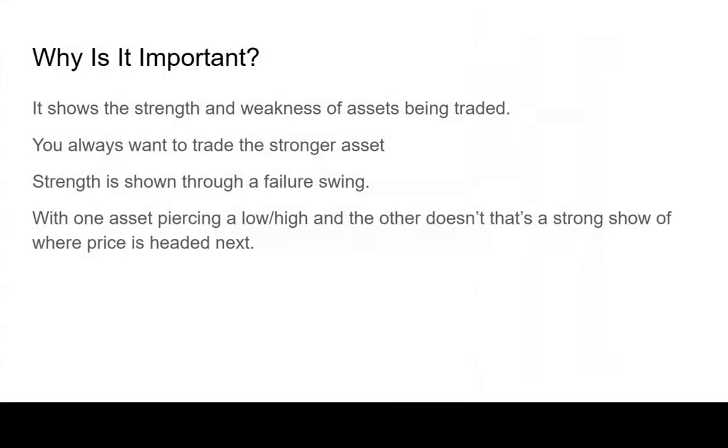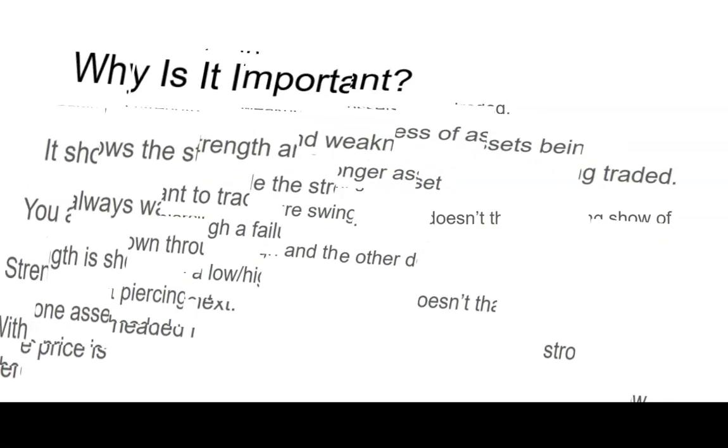So why is it important? It is important because it shows the strength and the weakness of assets that you're trading. You also want to trade a stronger asset, and strength is shown through failure swing. So if price was heading to the highs and, for example, EU made a stop hunt, GU did not. The stronger asset in this case would be GU because it is already going in the direction where price intends for it to go. It's what I just explained there.